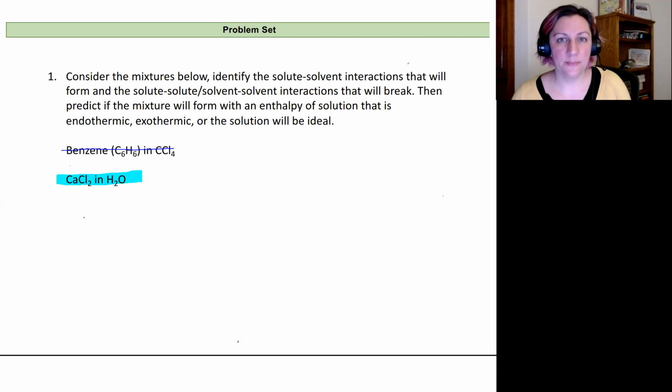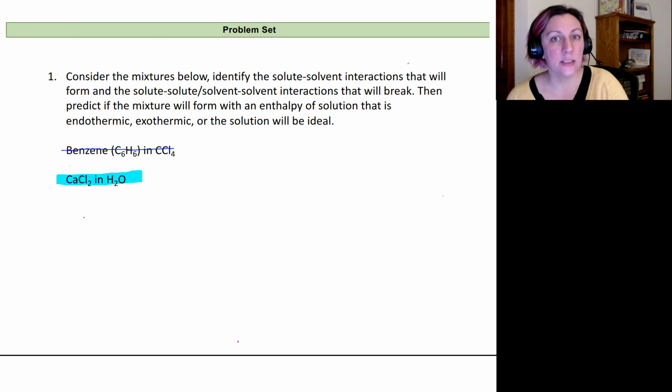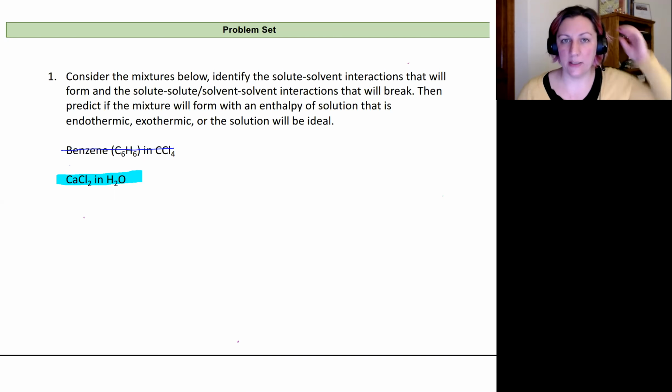In this problem, I want to actually combine two problems together. So we're going to do what we just did for benzene and tetrachloromethane for calcium chloride in water. And then we're going to look at some numeric values that go with it for our enthalpy of solution. So here we're trying to combine calcium chloride and water and decide if this is going to be exothermic, endothermic, or an ideal solution that forms.